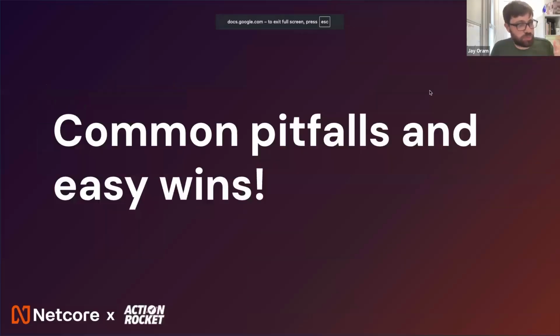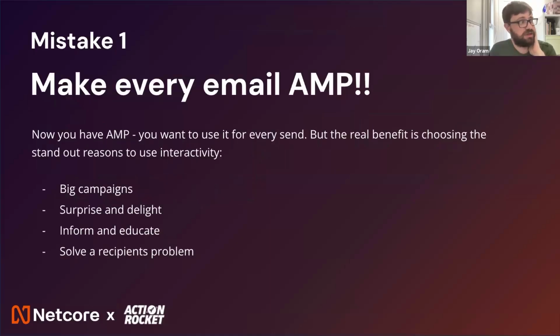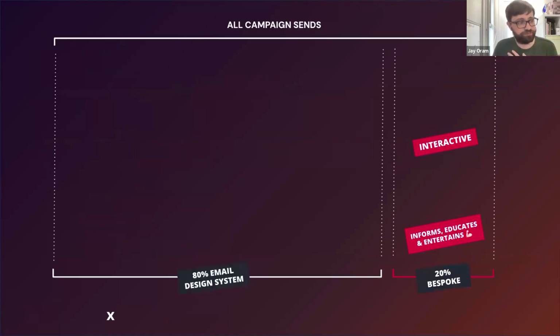Cool. So we'll quickly run through these common pitfalls and easy wins, because I know we've only got 5 minutes left and we wanted to give some chance for questions. So this, I think this was me, James. Making every email AMP is a common mistake that we see. You get the ability to send AMP emails, and then all of a sudden you want to send every email as AMP. But the beauty of it is that with interactivity, you really surprise and delight people. So having big campaigns, to inform and educate people and solve a recipient's problem is a really good way of using AMP. So don't send it every single time. Just use it when you think it's best.